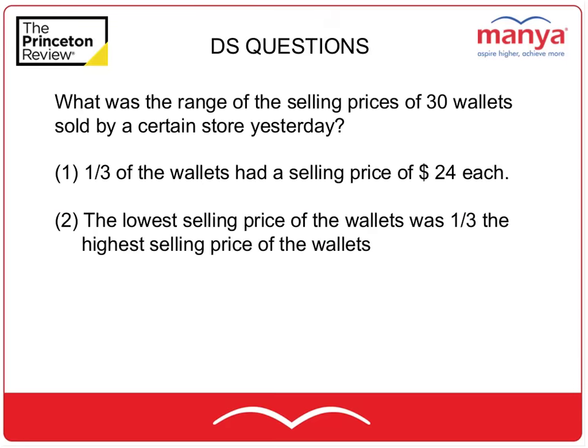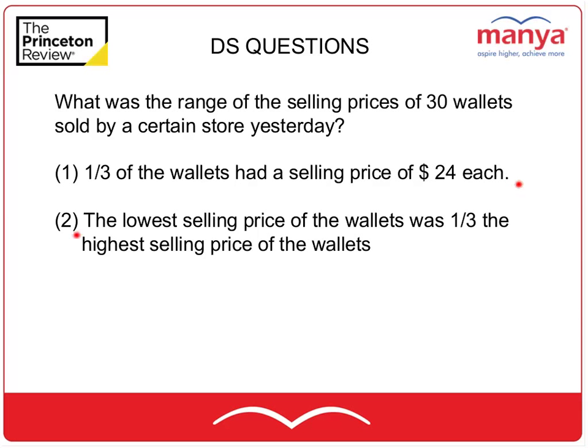What was the range of the selling prices of 30 wallets sold by a certain store yesterday? So the question is asking for the range of the selling prices. That means we need to know the maximum selling price and the minimum selling price. So we are going to see from the statements whether we are getting that data. The first statement says 1/3 of the wallets had a selling price of $24 each. So we know some set of values.